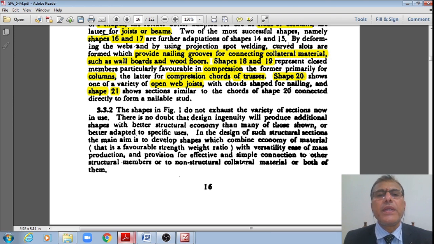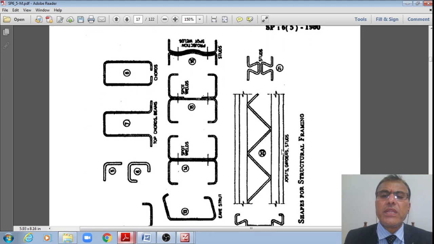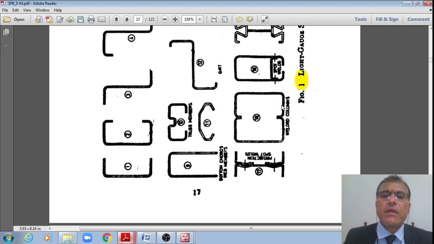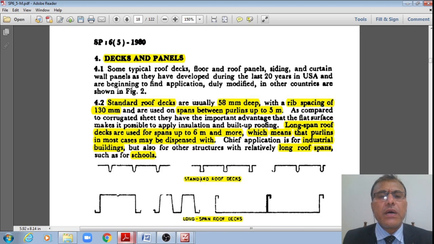Whereas shape 20 shows one of the varieties of open web joists with cords shaped for nailing, and shape 21 shows sections similar to the cords of shape 20 connected directly to form a nailed stud, right? Now this is how we have these two more shapes, 20 and 21. Now once we have seen the uses of the different shapes, let us move to other shapes such as decks and panels, right?